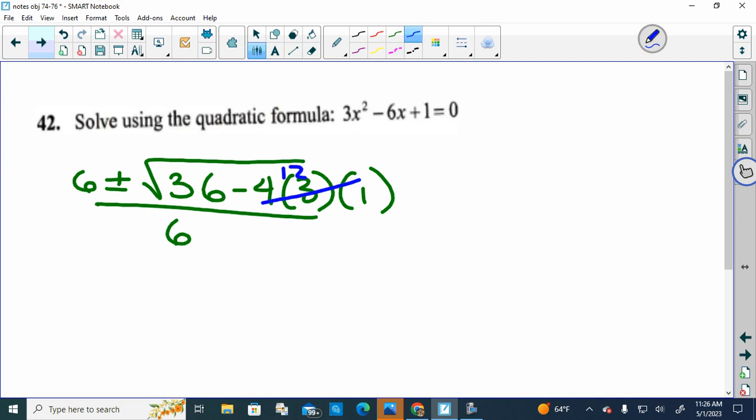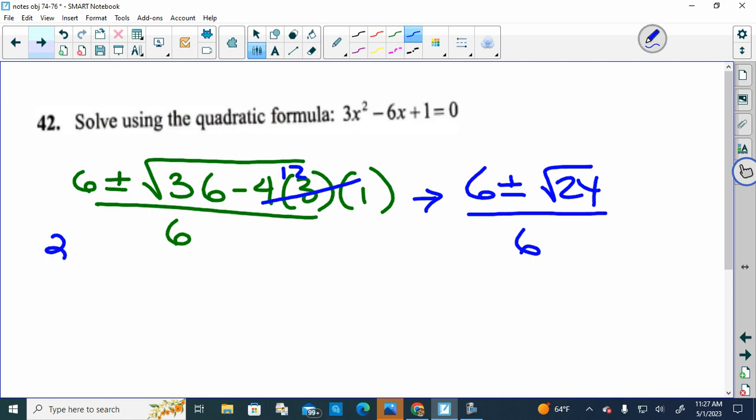Okay, so round this down. So we've got 6 plus or minus the square root of 24, over 6. Is 24 a perfect square? No, so we've got to break it down. So we're doing the factor tree thing. Remember with the factor tree thing, it doesn't matter where you start, whatever first jumps into your mind. Okay, I'm going to do 2 and 12. 12, I'm going to do 3 and 4, and 2 and 2.